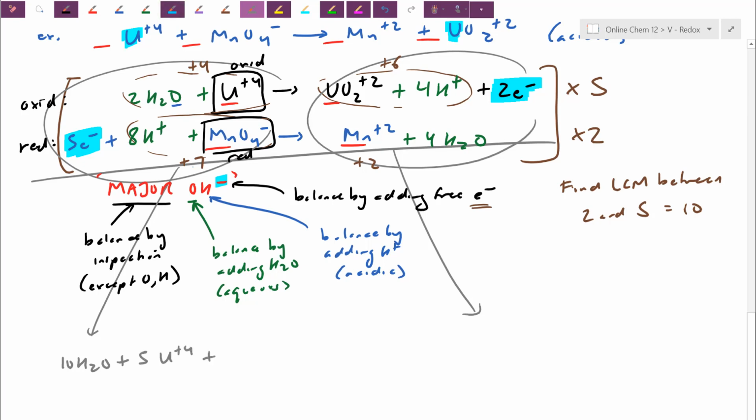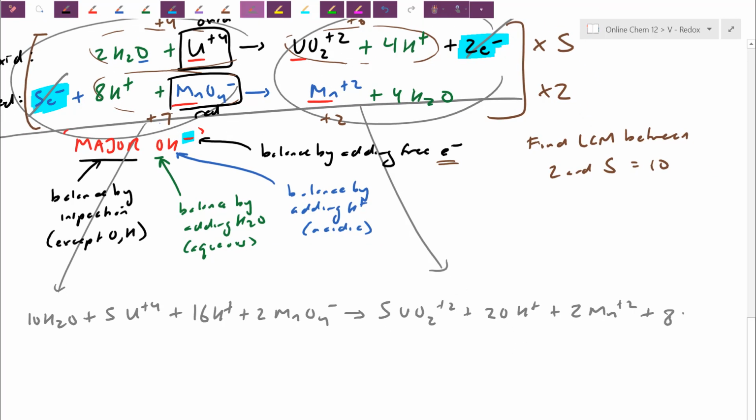These ones here are reactions in the reduction reaction. Those get multiplied by 2. I'm not going to bother going 2 times 5, 10 electrons. I had set it up so those electrons cancel, so those are gone. 2 times 8 gives you 16 H+. 2 times MnO4 gives you 2 permanganate. This one here ends up giving you 5 UO2 plus 2. 5 times 4 gives you 20 H pluses. 2 times Mn2 plus gives you 2 Mn plus 2. And then 4 times 2 ends up giving you 8 waters.